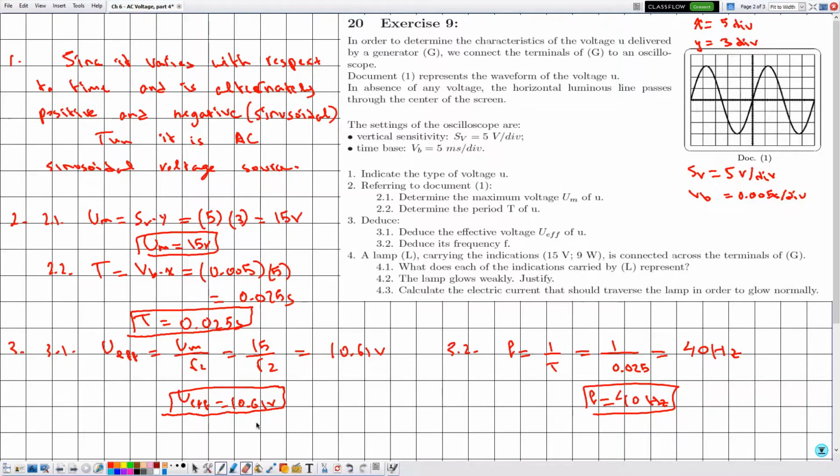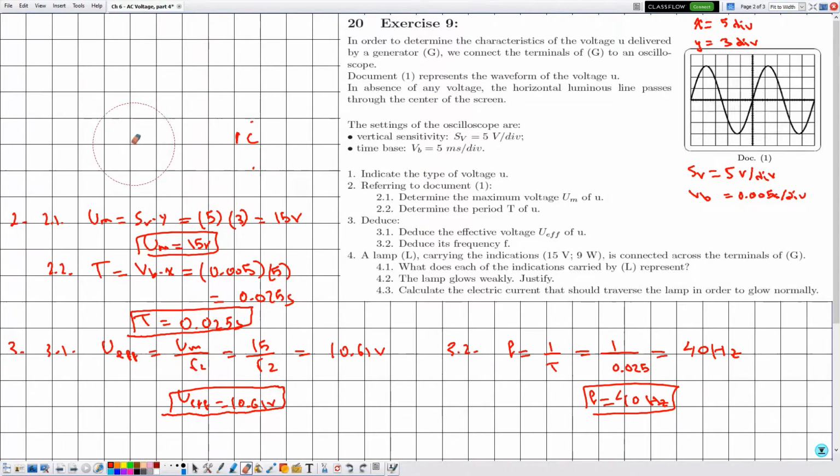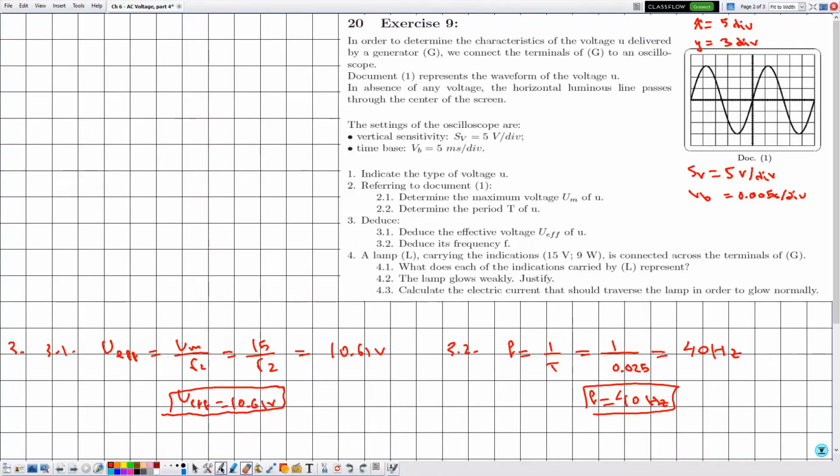Now let me make some space here, and let me write down, because probably we'll use it here since I have noticed that we have indications. So let me say that U effective is given by 10.61 volts and the maximum voltage that we have determined earlier is given by 15 volts.